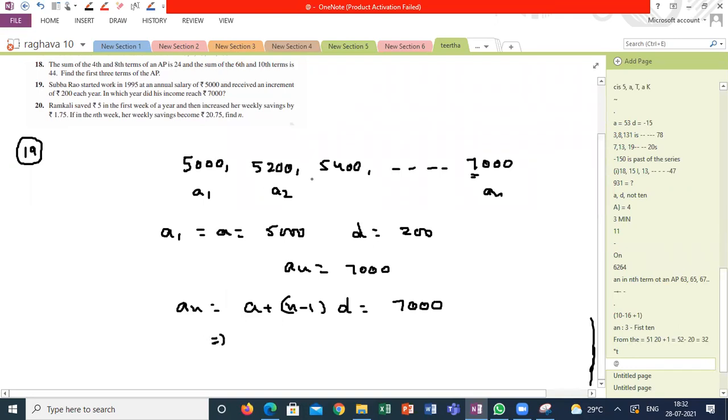Because 10 years will take 200, 200, 200. First year 5,000, second year 200, 200, 200. Like 10 years you want to collect, plus the beginning year he is getting 5,000. So after 10 years, in the 11th year, he will start his salary with 7,000 rupees.